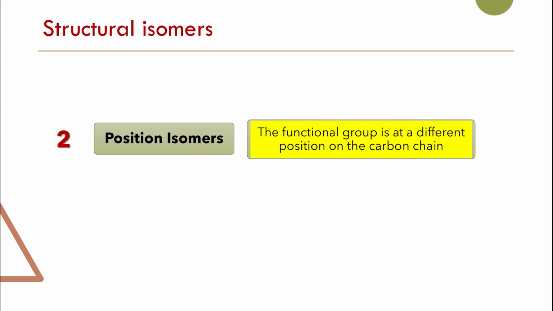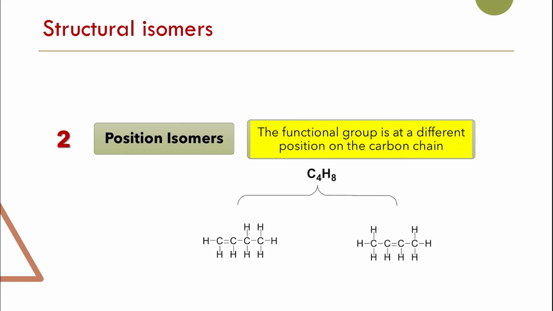The second type of isomer is the position isomer. In position isomers, the functional group is at a different position on the carbon chain. For example, C4H8, we're going to have one of these two compounds. We're going to have but-1-ene or but-2-ene. These two have the same functional group, which is the double bond between the carbons.